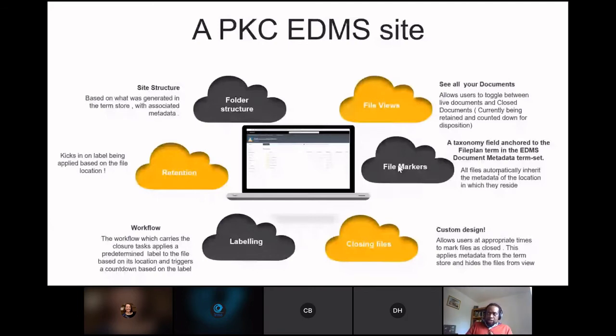The workflow that takes on the closing tasks applies a predetermined label based on the file's location, and then at that point triggers the retention schedule. I can see a question there about E5 licenses. So we're only licensed E5 for the data librarians, which is a set of, I think, 5 people who actually do the disposition. The workflow itself is also licensed as an E5 because it's the workflow that's applying the label rather than the users, if that makes sense.